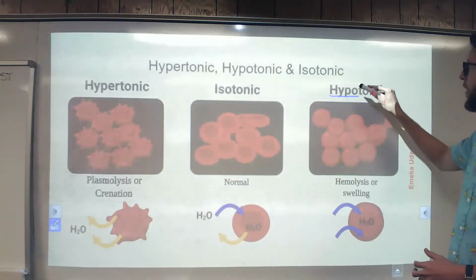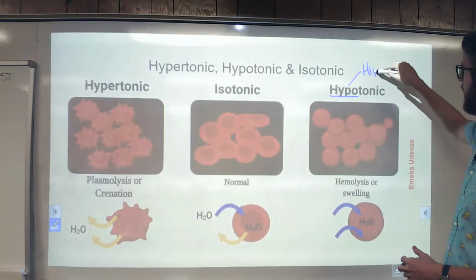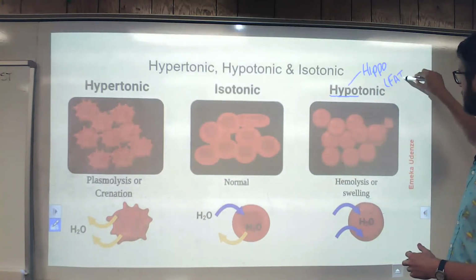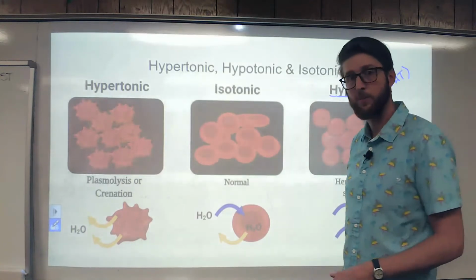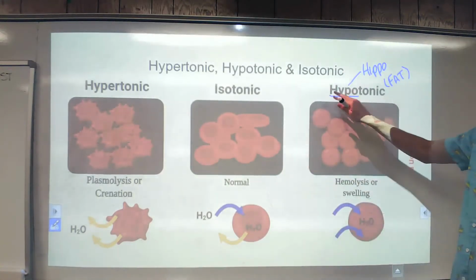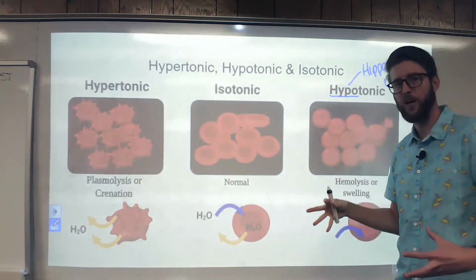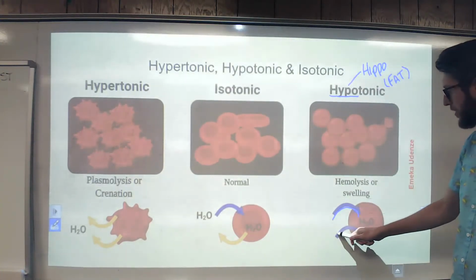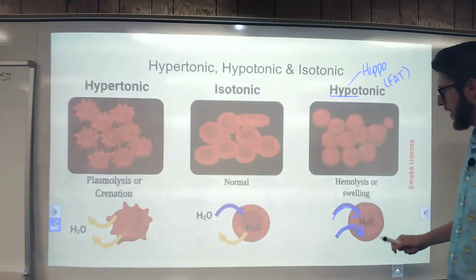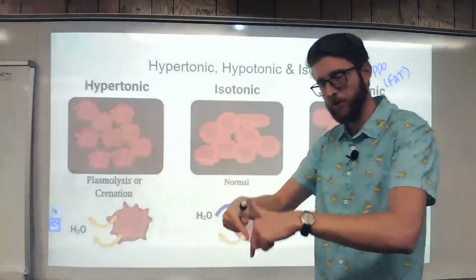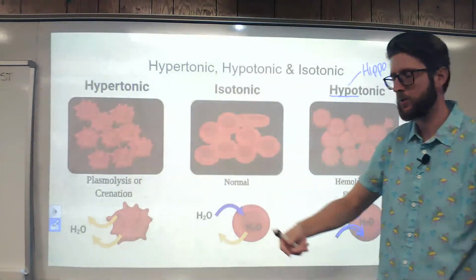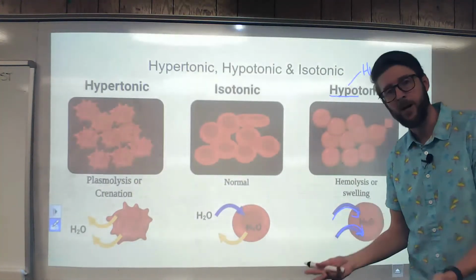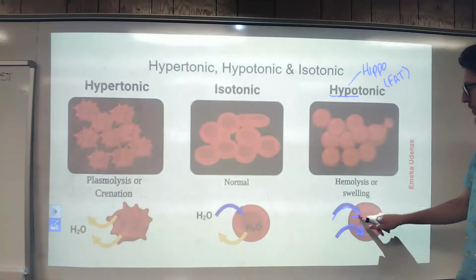Hypotonic, when you hear hypo, think hippo. And hippos are fat, right? Everyone knows hippos are fat. So just think hypotonic, the cell gets fatter. Why is the cell getting fatter? Well, that's because water is going into the cell. Just like a water balloon, when water goes into the cell, the balloon gets bigger, the cell gets bigger. But if it gets too big, then it pops, right? Which is bad, so you don't want that too much.